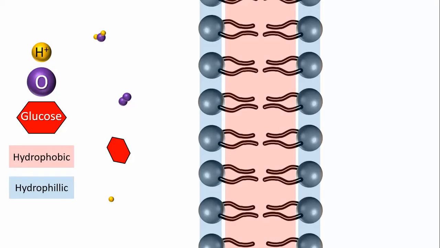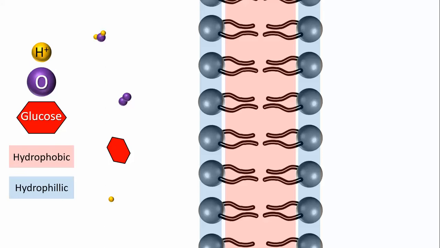So here we have just a stereotypical phospholipid bilayer. Notice there are no proteins or anything else stuck in it. And I tried to get this kind of to scale, but it's not quite. In reality, glucose is much smaller than a phospholipid, and oxygen and hydrogen ions are even smaller, but I wanted to make it so that you could actually see things.